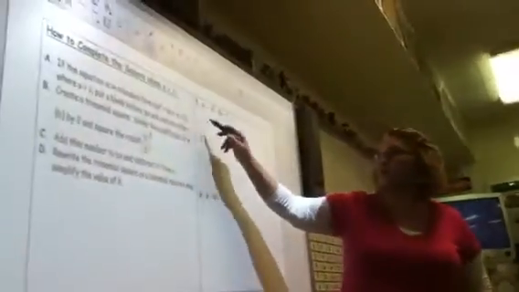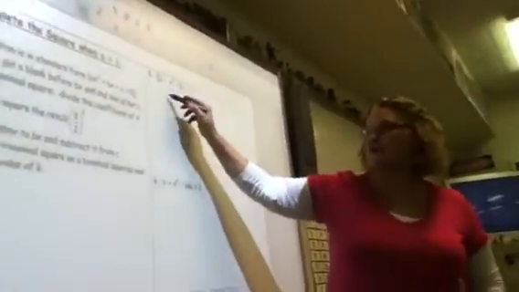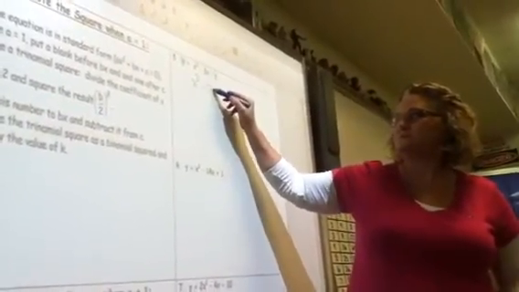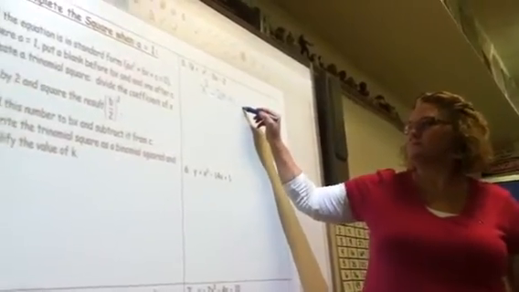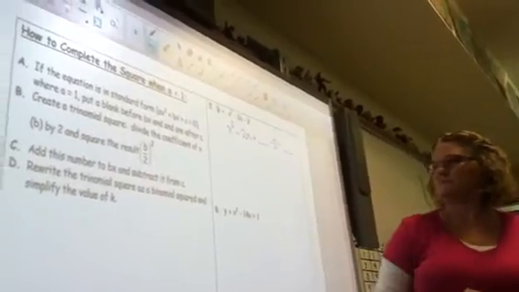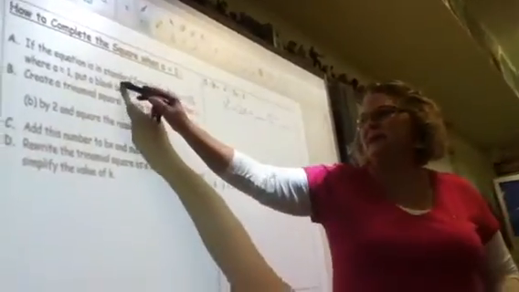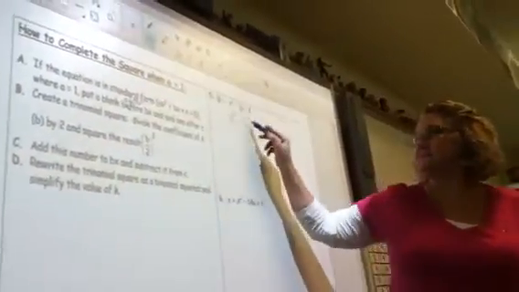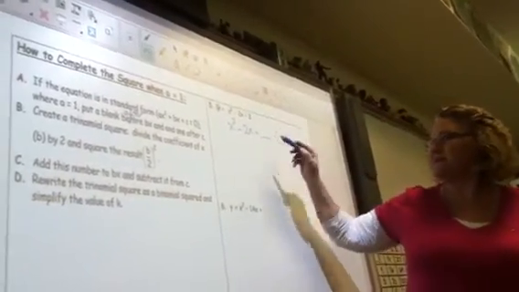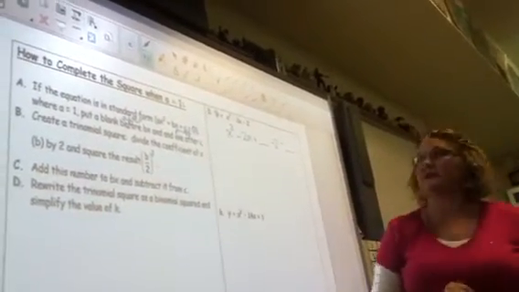If it's in standard form, you move it equal to 0, which this just put a 0 right here. Where a is 1, put a blank before, you're going to write here. Put a blank before bx. No, put a blank after bx. And 1 after c. All right? But it's an opposite one after c.